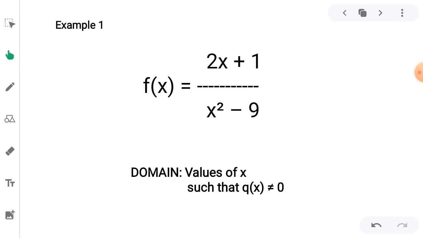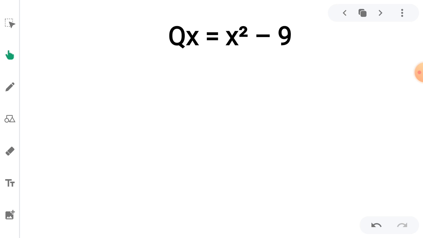In our example number 1, the function given is f of x is equal to 2x plus 1 all over x squared minus 9. So the domain comes from our denominator. We need to find the values of x such that q of x is not equal to 0. So again, in getting our domain, we use the denominator, such that the values of x there are not equal to 0. So this is our q of x, or our denominator, x squared minus 9.